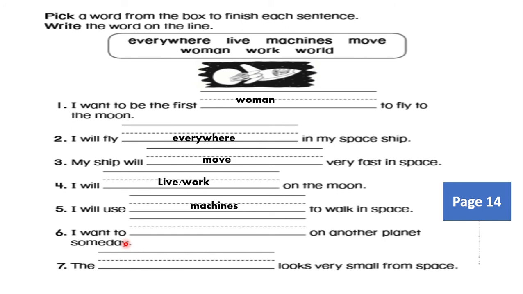Here again, you can say live or work. Use a verb. I want to work or live on another planet someday. That looks very small from space. What looks very small from space? Remember, it was in the story when you said that astronauts look outside the window and they see the Earth miles and miles away. So the world looks very small from space. The world, which is the Earth.